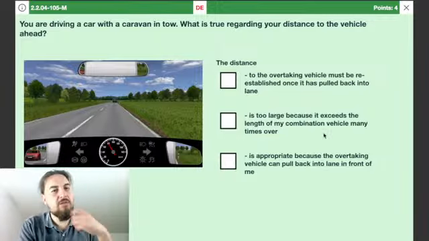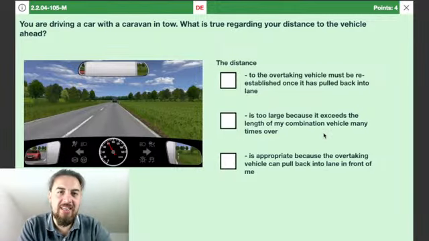All right, you are driving a car with a caravan in tow. What is true regarding your distance to the vehicle ahead?